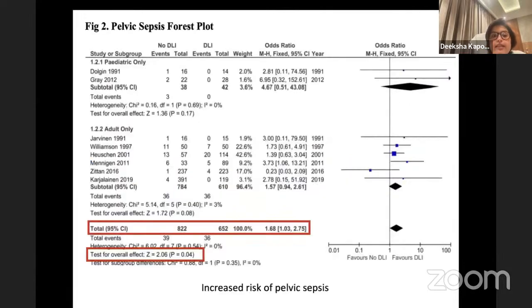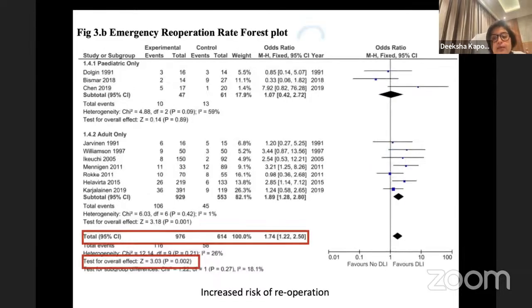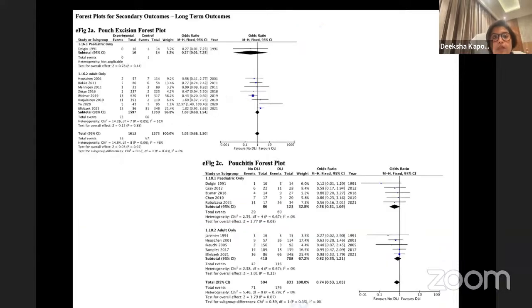So they said that when it comes to pelvic sepsis, if we look at the entire cohort, the forest plot, the diamond actually shifts in favor of a diversion loop ileostomy. So this shift was actually statistically significant. Similarly, with the rate of reoperations. So in patients with chronic ulcerative colitis undergoing pouch surgery, if there is no diversion, the chances of pelvic sepsis and the chances of a reoperation go up.